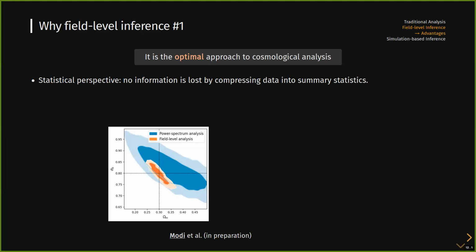I'm showing here some of the preliminary results from some of the work that I'm doing right now, where I'm trying to use field level inference to constrain omega matter, which is the matter density, and sigma 8, the amplitude of the power spectrum, from small 3D dark matter density volumes. The constraints from field level inference are in orange, the constraints from the power spectrum are in blue, and you can see the gains yourselves here.